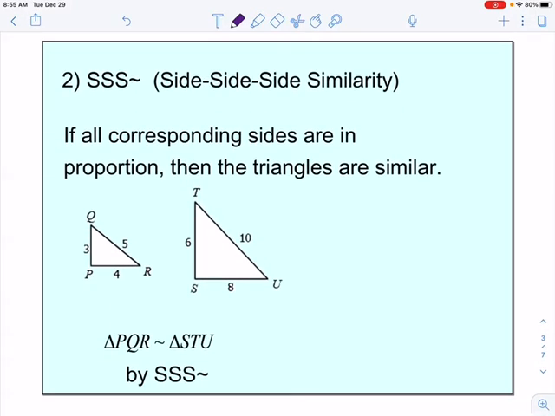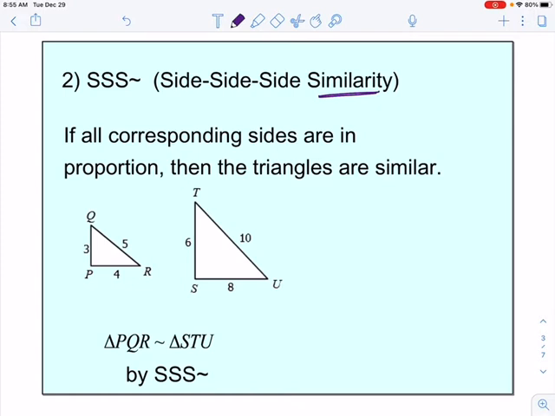Okay, the second way we're going to prove triangles similar is by side, side, side similarity. Again, super important to add that word similarity in there because these triangles are not going to be congruent by side, side, side. They're going to be similar by side, side, side. Okay, and the sides aren't going to be congruent. What happens is if all the corresponding sides are in proportion, then the triangles are similar. So these 2 triangles, and I'll show you why in just one second, triangle PQR is going to be similar to triangle STU by side, side, side similarity.